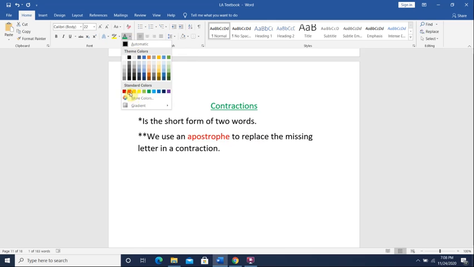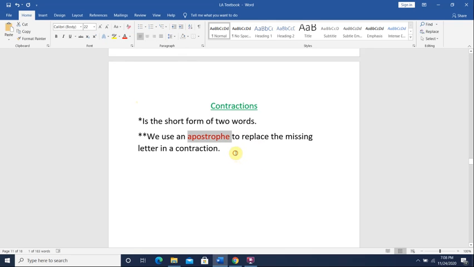Okay, what is an apostrophe? An apostrophe is this symbol. Okay, this is an apostrophe, a sign that you use. Okay, I'll show you now how we'll use it.